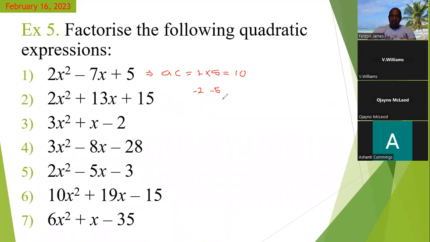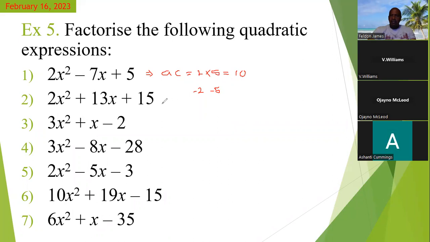So you're going to have 2x squared, negative 2x and negative 5x. All right, so you're writing the entire expression. That's what you're doing, right? Yes, sir. And you're replacing the 7x. Yes, sir. All right, so walk me through.